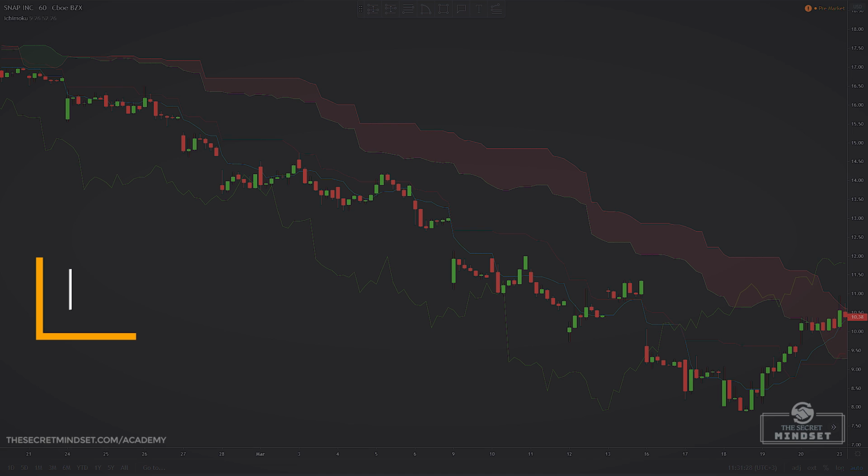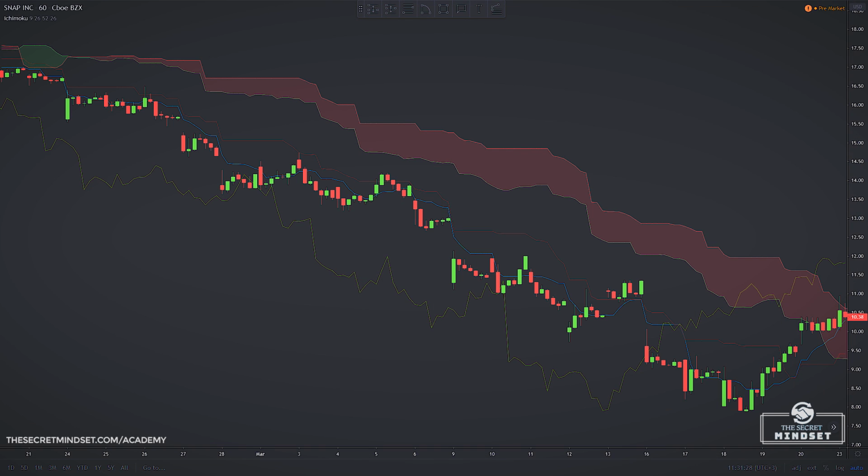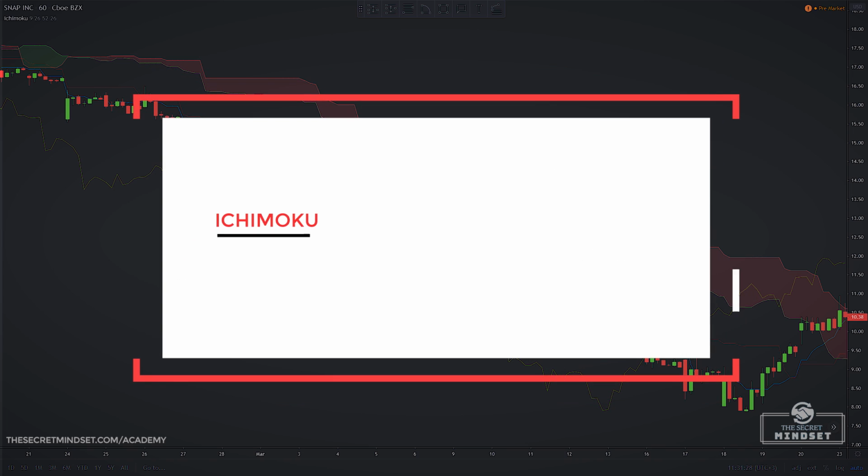Ichimoku takes multiple averages, plots them on a chart, and uses these figures to compute a cloud, which attempts to forecast where the price may find support and resistance in the future. The Ichimoku Cloud consists of 5 lines: conversion line, baseline, lagging span, leading span A, and leading span B.